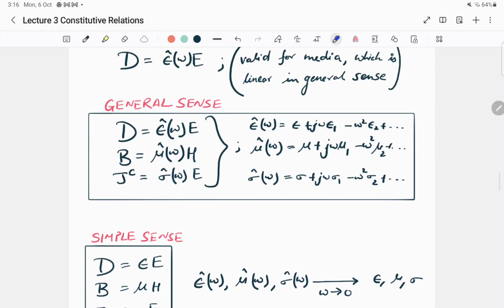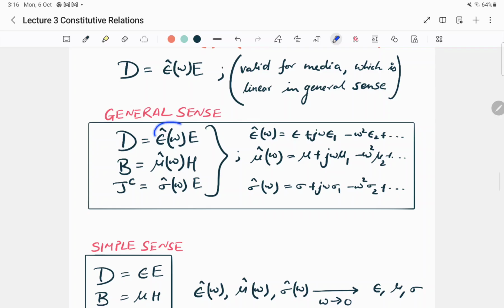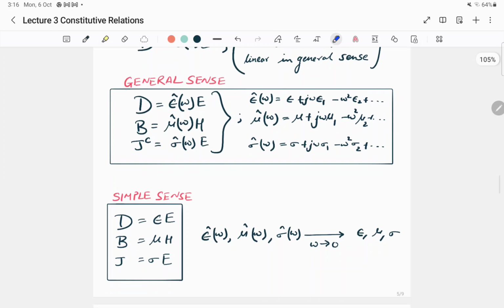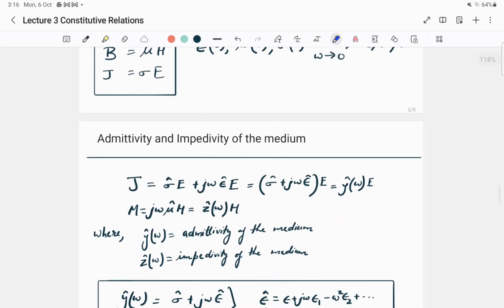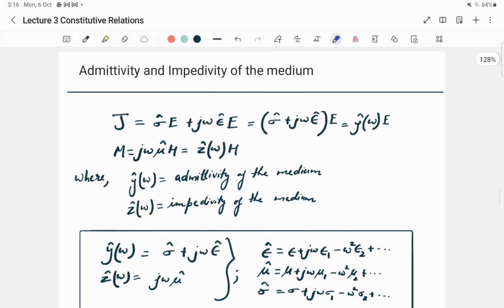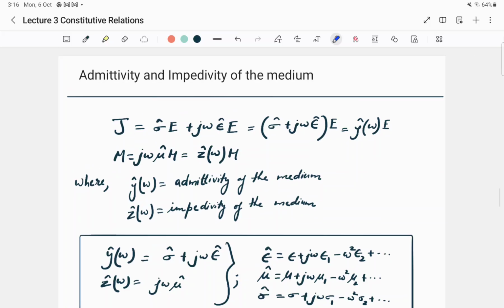Whereas in general sense, D is equal to epsilon cap omega E, B is equal to mu cap omega H and J is equal to sigma cap omega E, where these epsilon cap, mu cap and sigma cap are given by these relationships. Alright, okay. Now let's start with this topic, admittivity and impedivity of the medium.